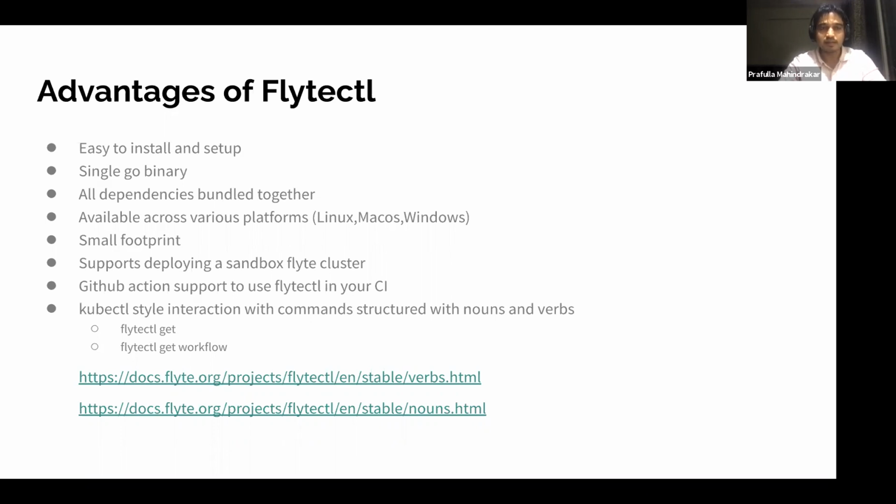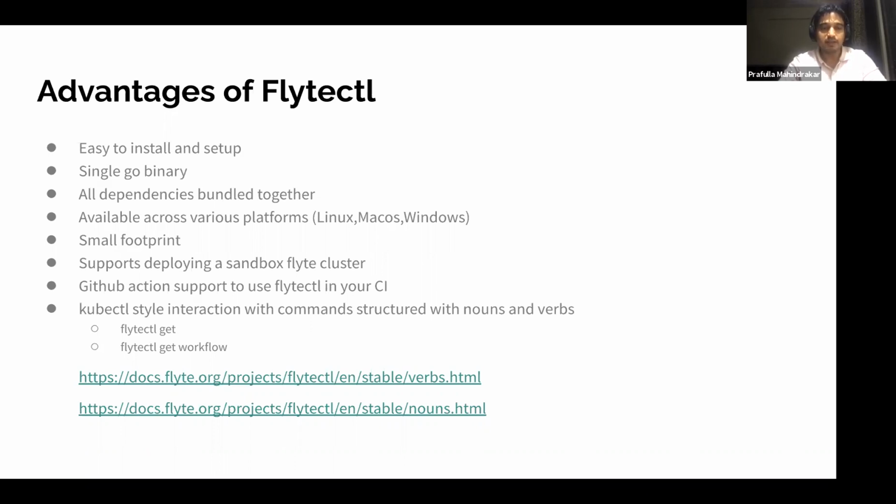And along with that, if you want to use it in your automation CI pipelines, there is also a GitHub action which allows you to install it as part of your CI. And if you want to have creation of projects tracked through GitHub workflows or any other Flyte entities, those are pretty much possible now.